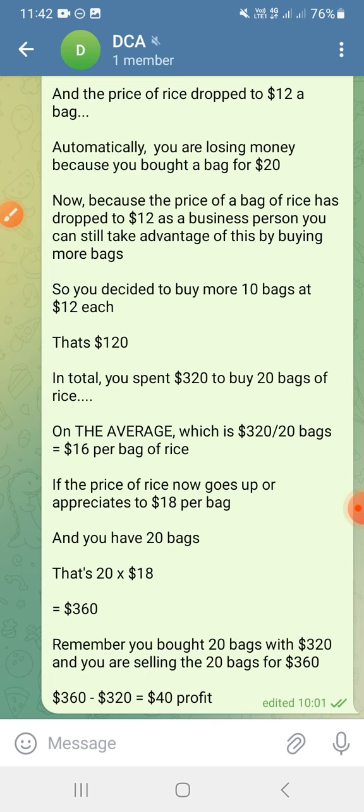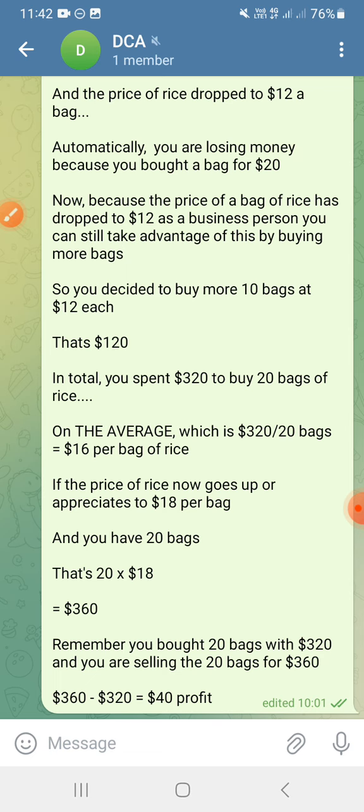Good. So now, after a while, the price of rice rose up, appreciates to $18 per bag. Remember, on average you bought a bag of rice for $16, and now the price of a bag has gone to $18, and you have 20 bags of rice. So if you now decide to sell your 20 bags of rice at the rate of $18, remember, the first set of bags of rice you bought at $20, all right?